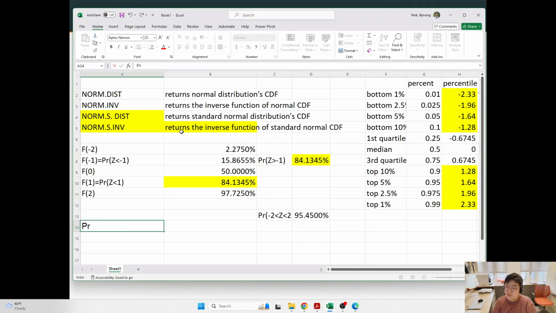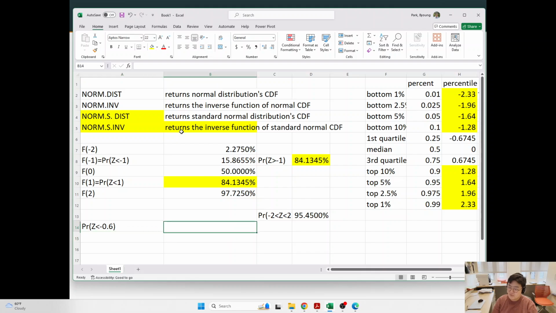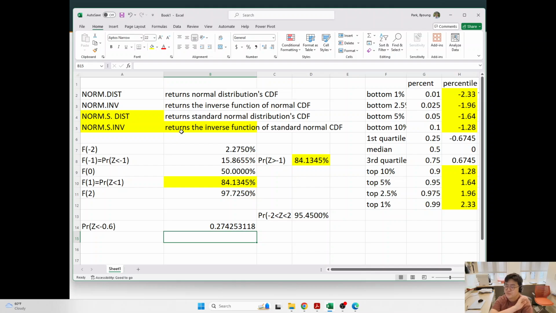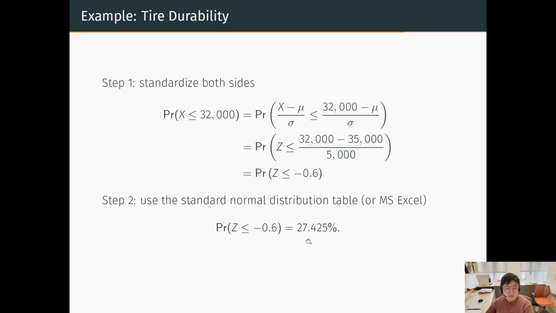So the probability z is smaller than minus 0.6 is NORM.S.DIST of minus 0.6, comma, true, right? It is this guy, 27.4%, right? So that is the probability we calculate using standard normal distribution.